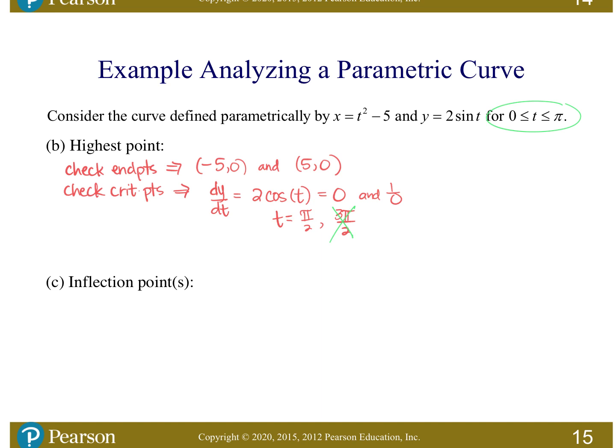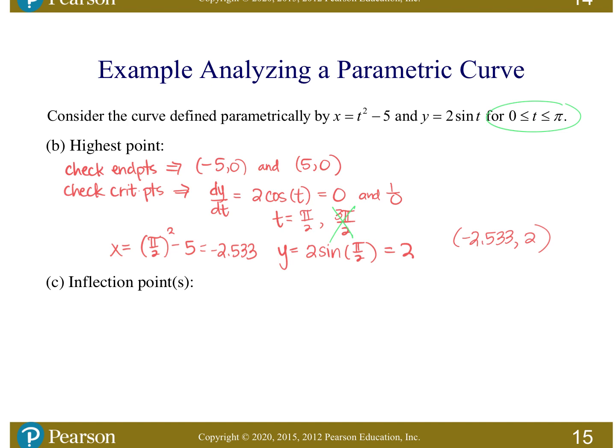And so when I plug in pi halves into that, I'm going to get x equals pi halves for the time, minus 5, squared, minus 5, and the y would be 2 sine pi halves. So the y is going to be 2. Okay, Christian, can you quick do pi halves squared minus 5? Negative 2.533. All right, and so that is our point. Our highest point is negative 2.533, comma 2. So we have our x value and we have our y value.